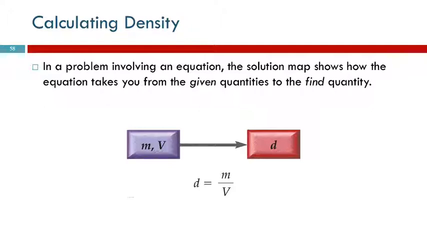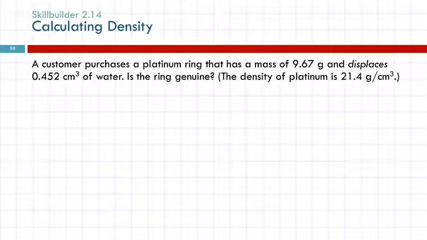It is possible to do problems with density using that equation and rearranging it. If you are good with algebra and can rearrange equations in your sleep, you are welcome to do that. My experience is that people do a lot of crazy things and end up with wrong answers when they do that, so I'm not going to go over how to do that. We're going to use density as a conversion factor. So let's look at this. A customer purchases a platinum ring.